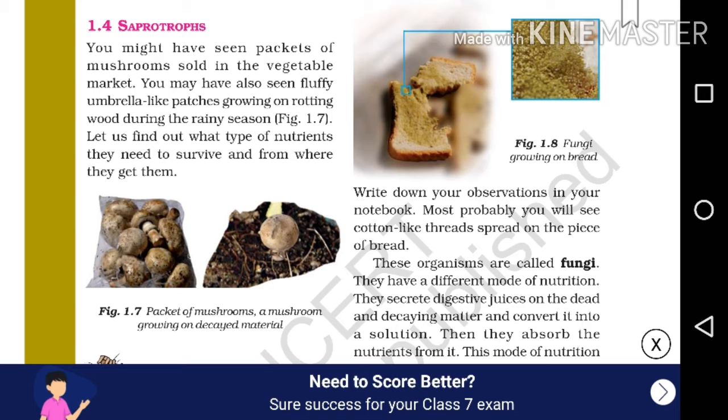Have you seen mushroom? Yes, we use the mushroom to prepare curry, isn't it? Similarly, we have also seen fluffy umbrella-like patches growing on rotten wood during rainy season. What is it? Yes, they are also mushroom. These mushrooms grow on rotten wood. They grow during rainy season.